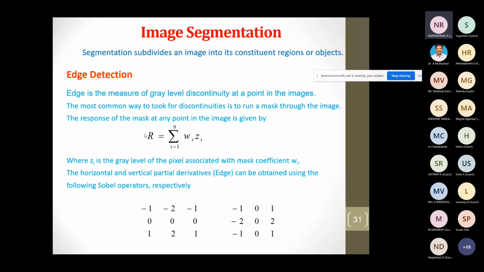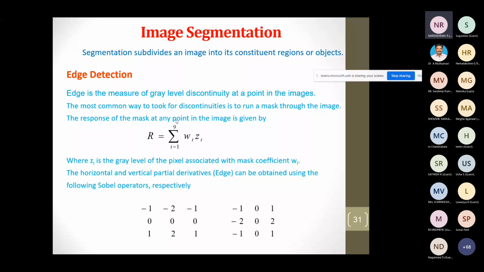So how does the operator work behind finding the edge direction? We compute the result of a summation of Wi times Zi. What is Wi? Wi is the mask coefficient. And what is Zi? Zi is the gray level pixel value associated with it. So multiply the mask value and the pixel value and sum them. That is the result. Like that we move the mask across all the pixels, and in this way we can find the edges.